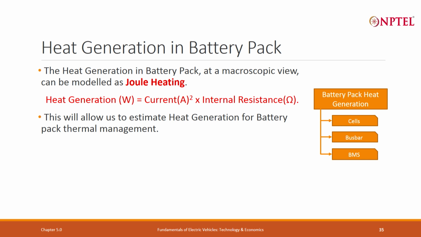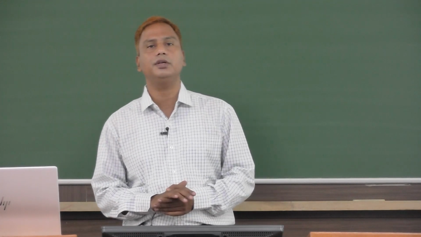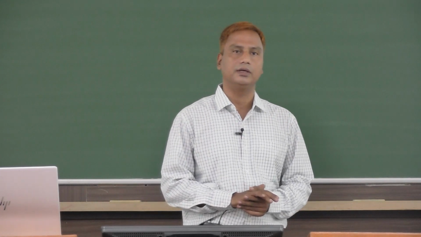Then we have also talked how heat is generated in a battery pack. So, the simplest form of the heat generation, which can be written in mathematical form, is joule heating, which is nothing but I square R. So, I is the current drawn from the battery or current fed into the battery during the charging, current drawn from the battery during the discharge, and R is the internal resistance of the cell. Basically, this will allow us to estimate the heat load or heat generation in the battery.